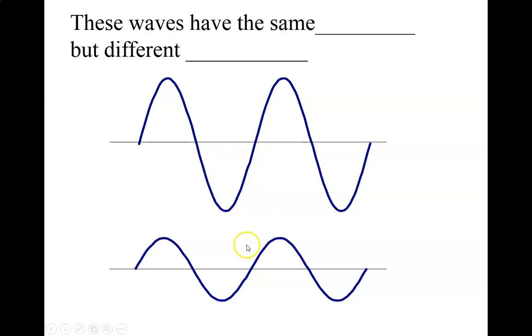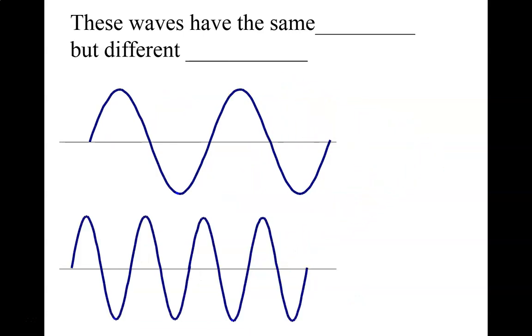If we were to look at these two waves, they have the same wavelength, but they have different amplitudes. And these waves have the same amplitude, but have different wavelengths. And again, notice there we measure it from crest to crest. That's another way of measuring the wavelength.